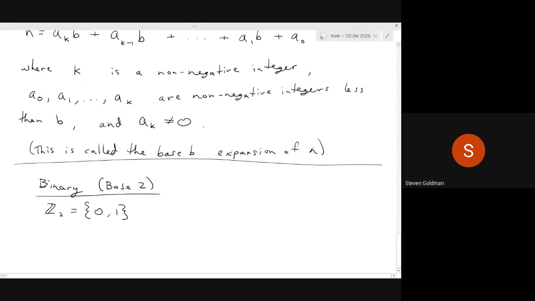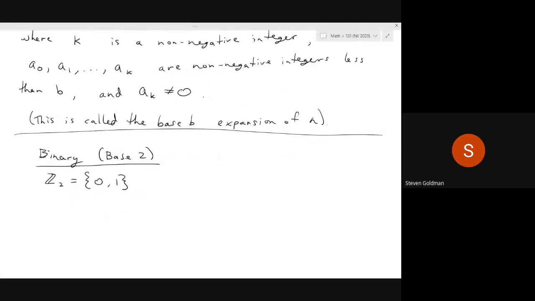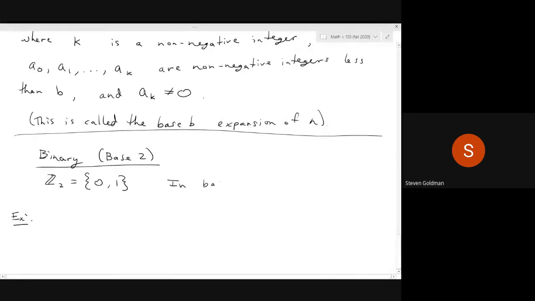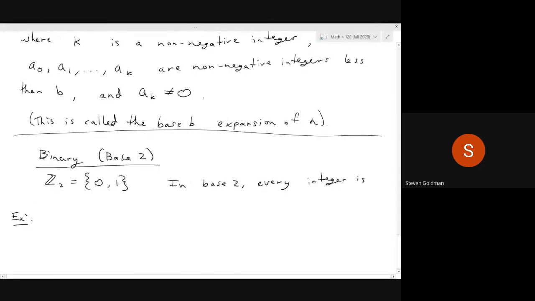Every number is going to be expressed using only zeros and ones, except now, instead of every place being a power of 10, it's going to be a power of 2. Everything is multiplied by powers of 2. Every 0 and every 1 represents a power of 2. Let me demonstrate how we understand this by way of example. Let me actually write this first. In base 2, every integer is represented using only zeros and ones.